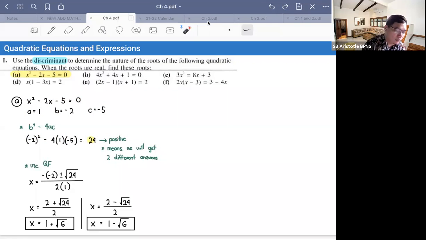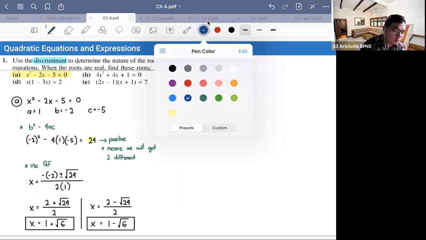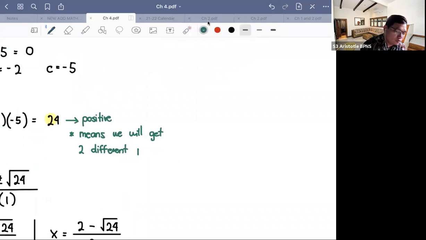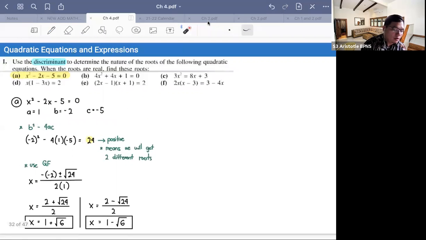Okay, so let me use the word roots, but it's just synonymous to the word answer, or solutions. Two different roots. Okay, so if we have a positive or equal to 0 answer, that means you need to find the roots, right? So to find the roots, we use the quadratic formula.